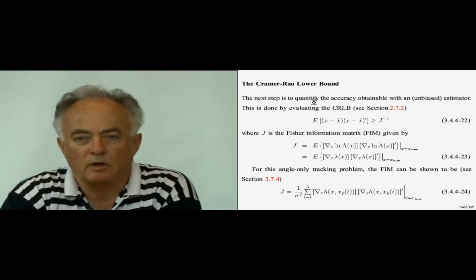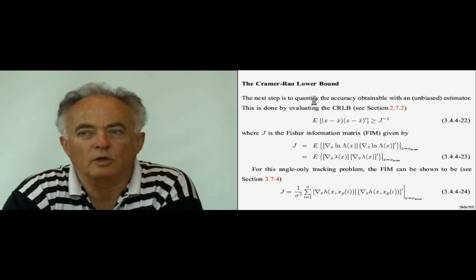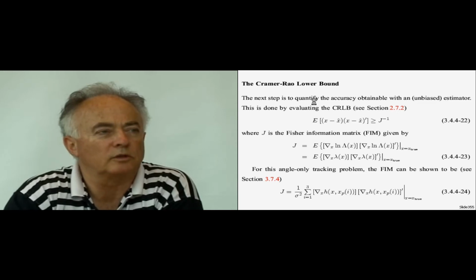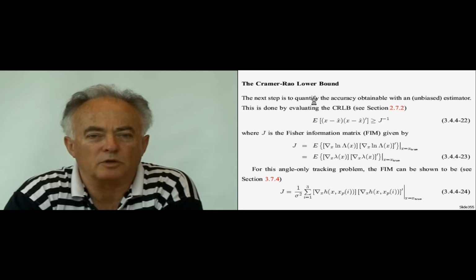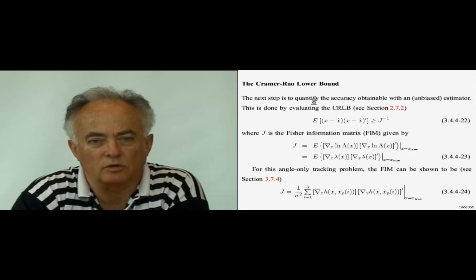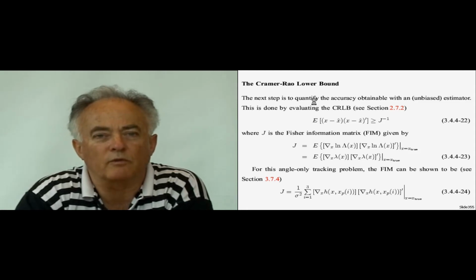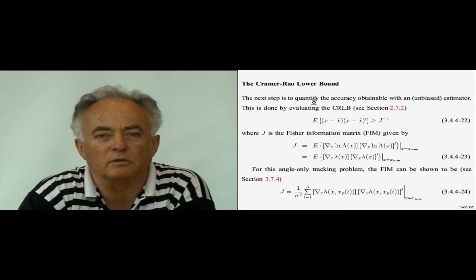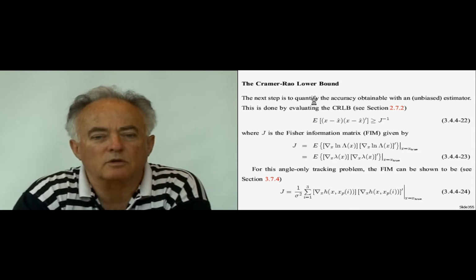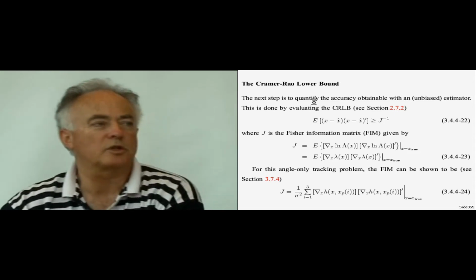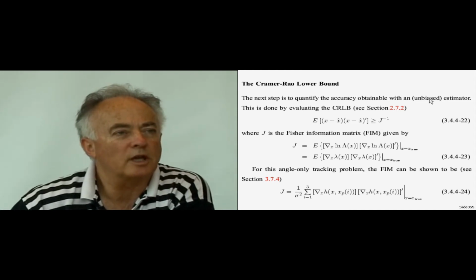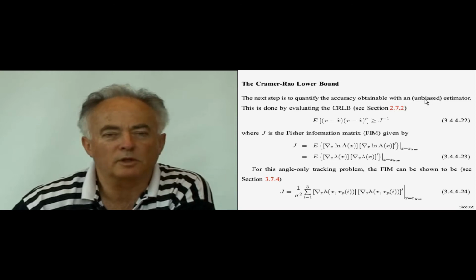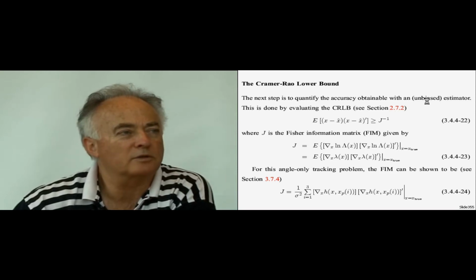We'll now evaluate the Cramér-Rao lower bound for the problem we have been looking at, which is a nonlinear least squares problem. Because it is a nonlinear problem, we cannot use the results from least squares to obtain the covariance matrix of the estimated parameter x. So we will resort to the CRLB. We will quantify the accuracy obtained with an unbiased estimator. We hope that our estimator is close to being unbiased.